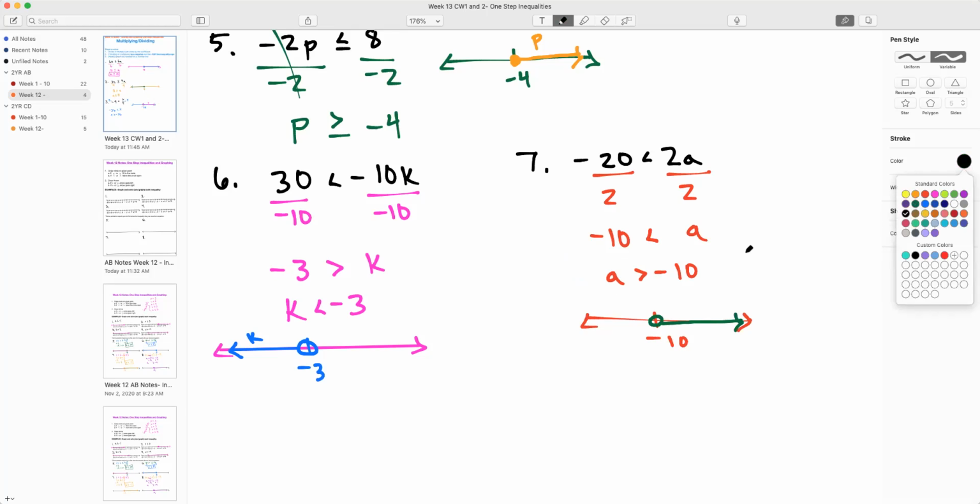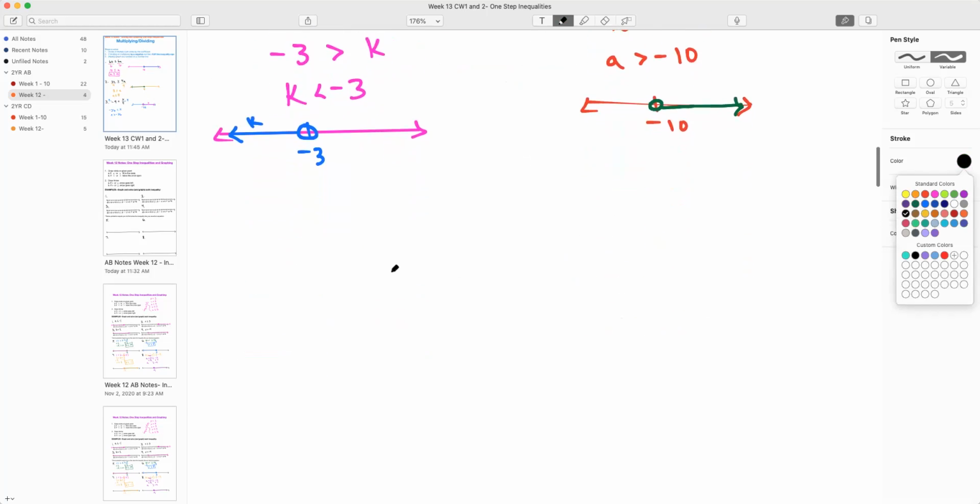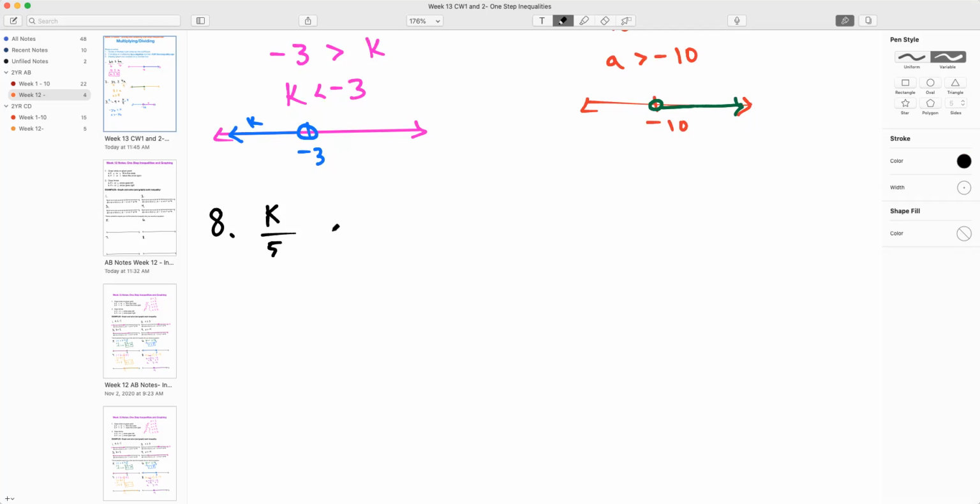Let's do one more. Number 8. K over 5 is less than or equal to negative 7. Try this on your own, please. Assuming you have, what we have to do is isolate this k. So we're going to have to get this 5 off the denominator. You know what to do. Multiply both sides by 5.